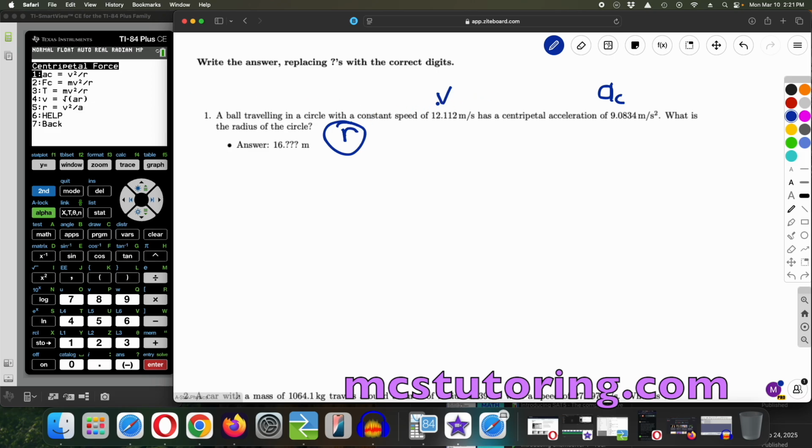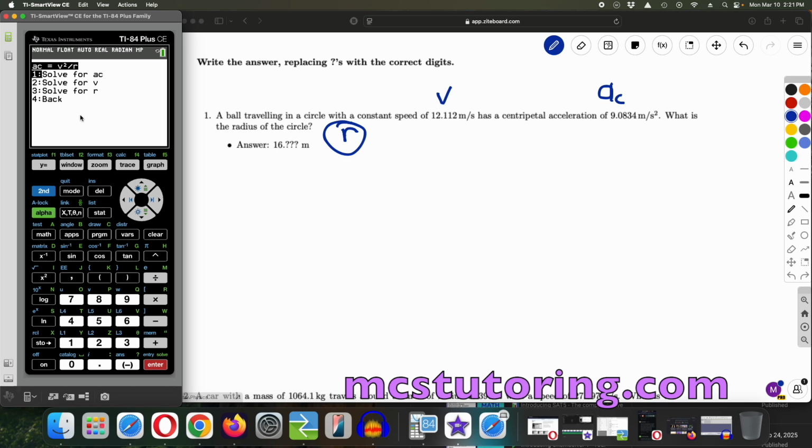If you're at a loss as to what formula to use, you can look here and ask, what has V, A sub c, and R? Oh, okay, cool, the first one. In this case, we're trying to solve for the radius. That's the beauty of the program. You can solve for usually any missing variable.